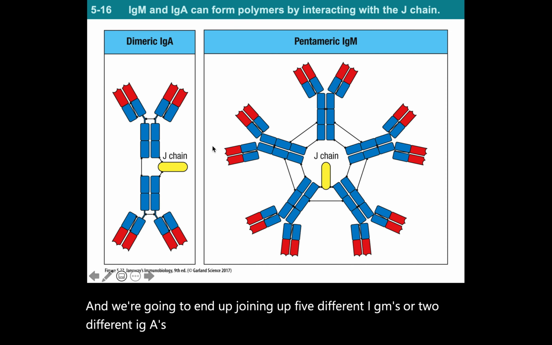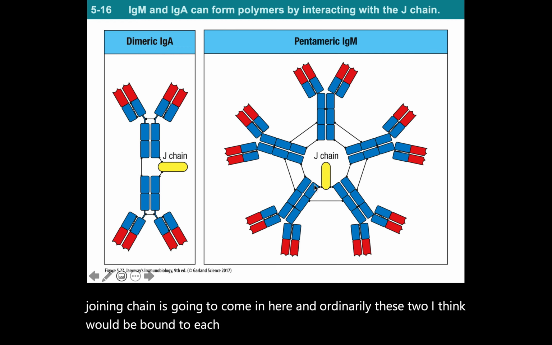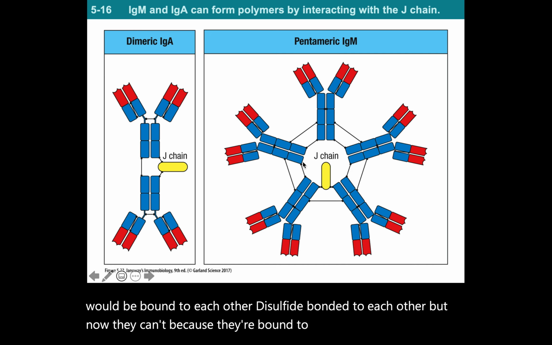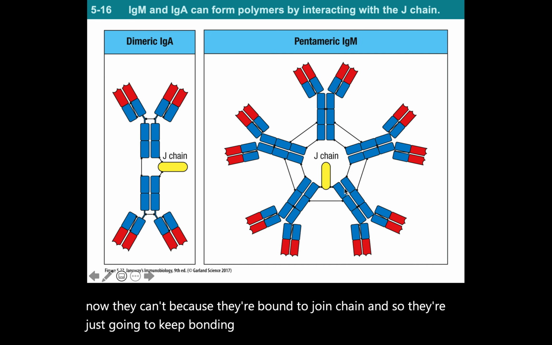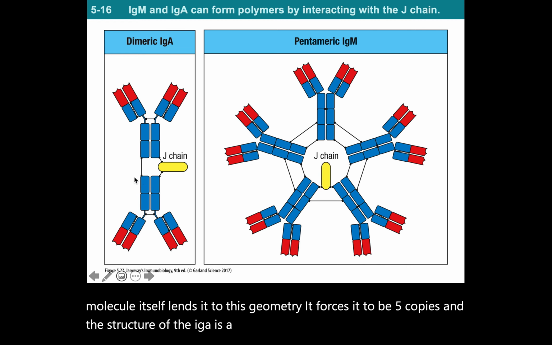And it basically happens because the joining chain is going to come in here, and ordinarily these two, I think, would be bound to each other, disulfide bonded to each other. But now they can't because they're bound to the joining chain, and so they're just going to keep bonding to each other. And the structure of the molecule itself lends it to this geometry. It forces it to be 5 copies, and the structure of the IgA is a little different, and it's going to force it to be 2 copies.